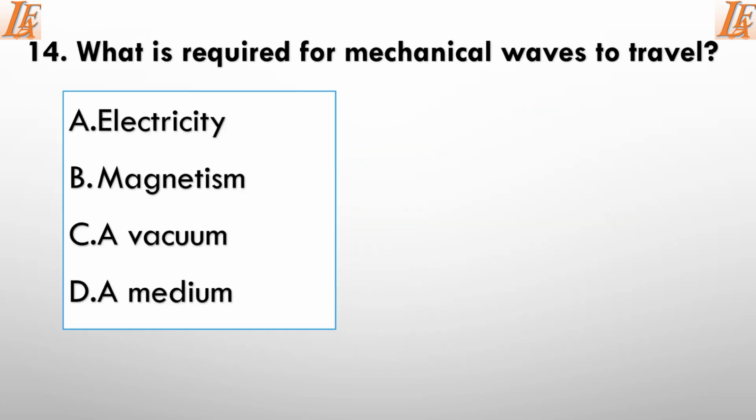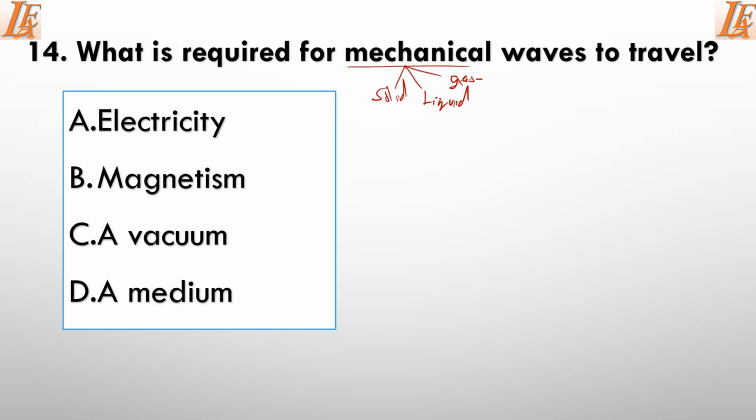Question 14, what is required for mechanical wave to travel? So for mechanical wave to travel, remember we defined the mechanical wave as waves which require solid, liquid, and gas for them to travel from one point to another, and therefore we said it can never travel in a vacuum. Therefore, in this case, solid, liquids, and gases, we call them a medium.